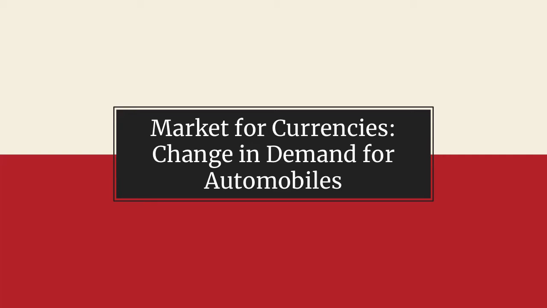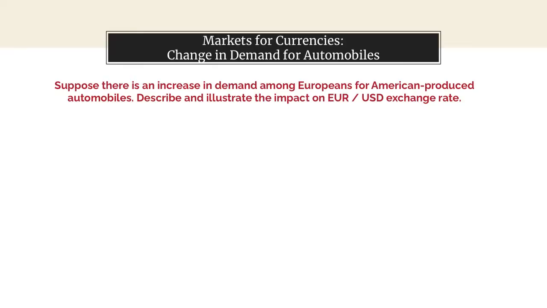In this video, I'll talk about the market for currencies when there is a change in demand for automobiles, a good that is frequently traded across international borders. So let's suppose that there is an increase in demand among Europeans for American-produced automobiles. We'll describe and illustrate the impact on the euro to US dollar exchange rate.